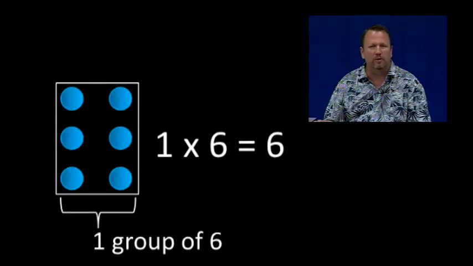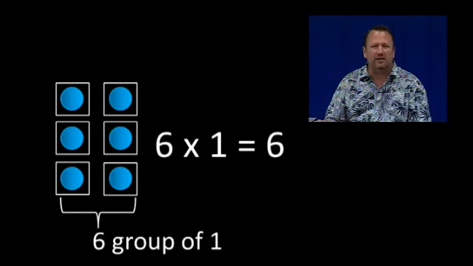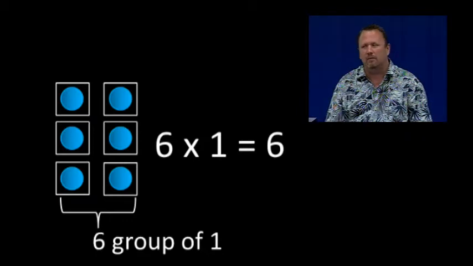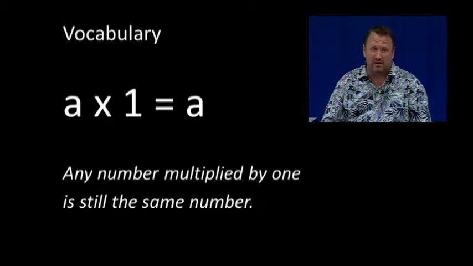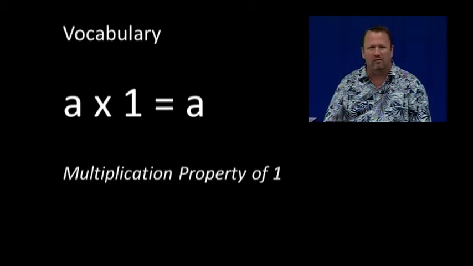Here we have 1 group of 6, and we can write that as 1 times 6. 1 times 6 is equal to 6. Or we can say 6 groups of 1. 6 times 1 is equal to 6. Any number multiplied by 1 is still the same number. And this is called the multiplication property of 1.